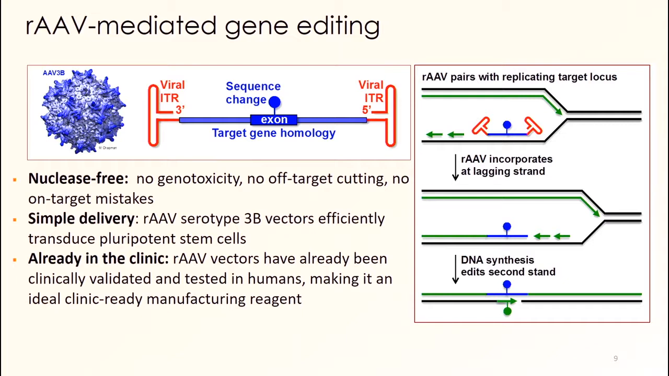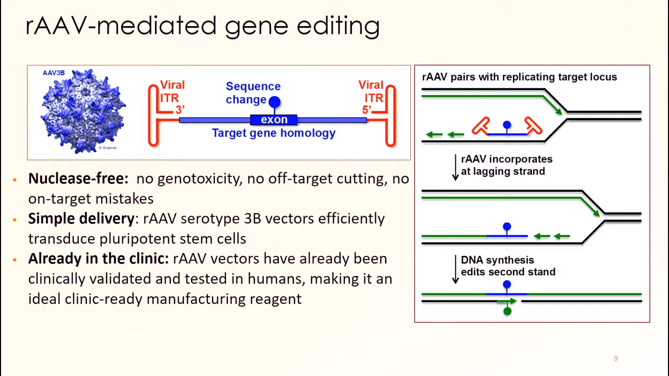Importantly, this is nuclease-free. There's no CRISPR involved. There's no genotoxicity, no off-target cutting, no on-target mistakes. It's very simple to deliver. We package it in this particular serotype that efficiently infects stem cells, and we just add it to the media. We don't have to electroporate or lipofect or any of those toxic treatments. And finally, AAV vectors are in the clinic already. There's not going to be any regulatory issues about using these vectors.